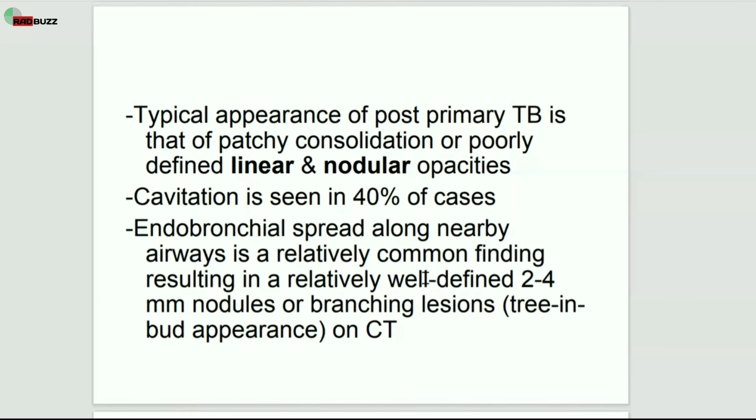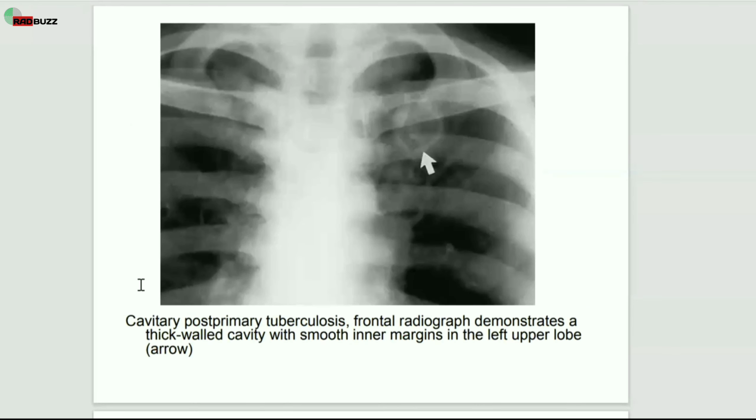Endobronchial spread is a common finding, and that will give you nodules and branching lesions, which is called tree-in-bud appearance, which we have seen already in our previous lectures. So there will be 2 to 4 millimeter nodules along the bronchial walls. This is a left upper lobe cavitary lesion. If you see, there's a halo in the center of the lesion, and peripherally we have walls. So this can be this small, and this can be very, very large, occupying the whole lobe as well.